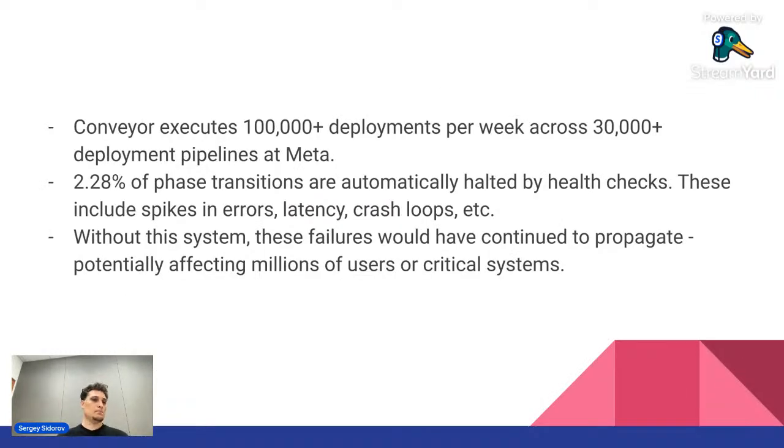So Conveyor is well adopted. It has around 100,000 deployments per week, and slightly more than 2% of rollouts and phase transitions that we illustrated before are stopped by health checks. Those 2% could actually result in an issue if we didn't have this integration, which would obviously impact billions of people worldwide, with an impact on the company's reputation, on businesses, etc.